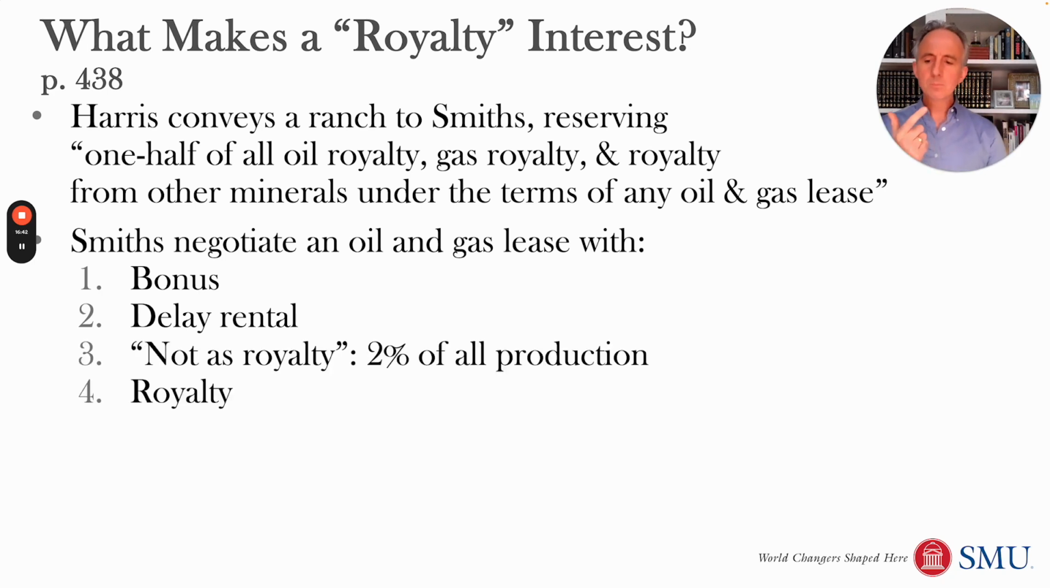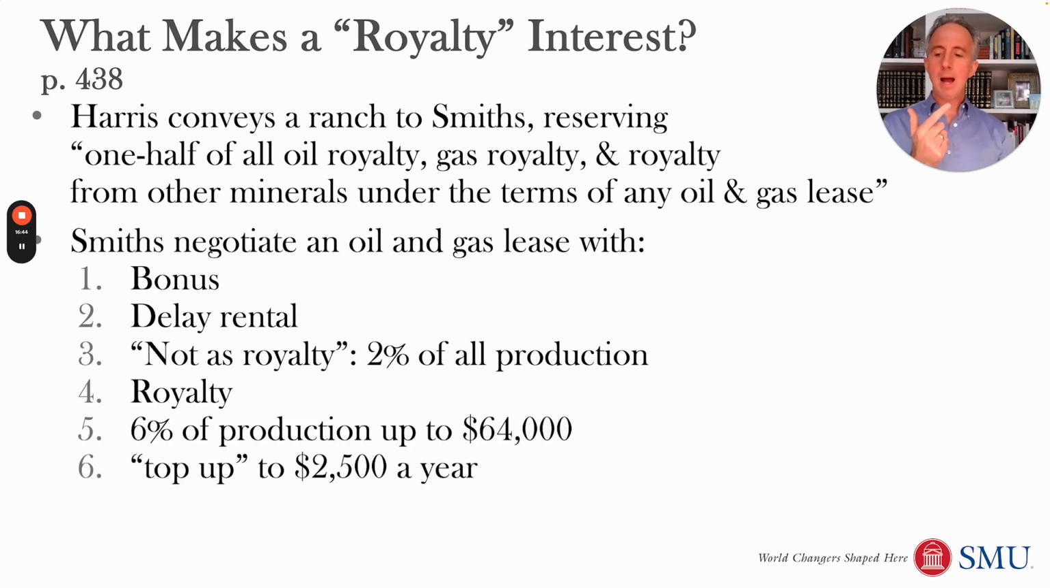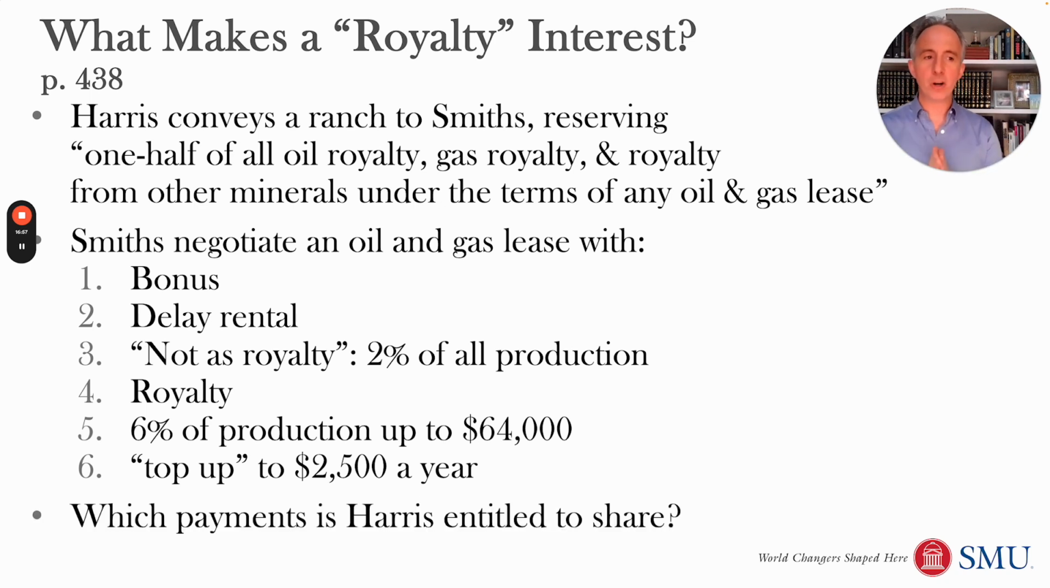All right, then there's some weird provisions, okay? Four is pretty normal, right? Four is just a royalty. Does that get shared with Harris? Yes, of course. He's supposed to get one-half of all royalty. But now let's think about some of these other provisions and whether Harris should be able to share them, as he gets his one-half of whatever royalty is paid. So as a reminder, he doesn't get the bonus, he doesn't get the delay rental, but he does get the royalty. Okay, now let's think about 3, 5, and 6, because they're a little bit more interesting provisions.